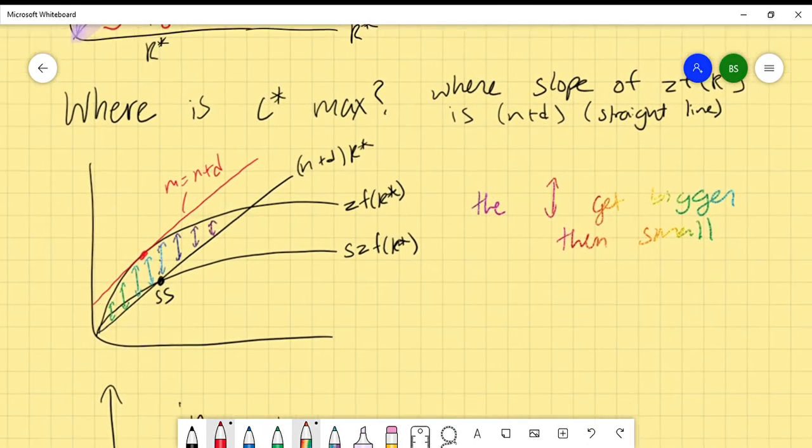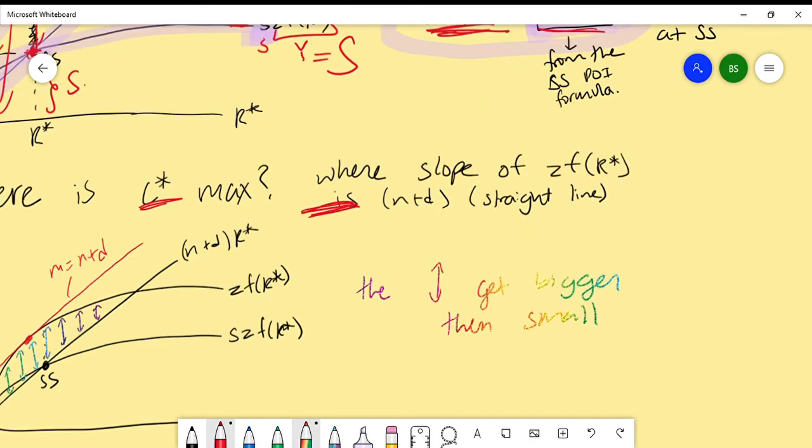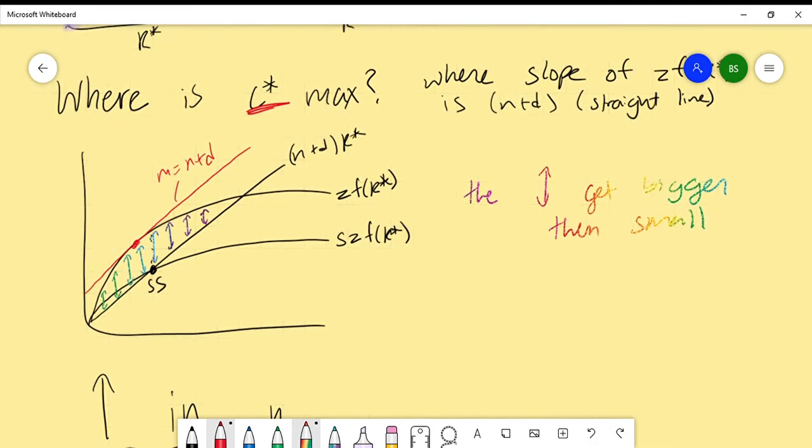Cool. So now we want to look at where this consumption is at the maximum. And this is where the slope of the zf(k) line, which is the taller curvy line at the top, has the same slope as n plus d, the straight line.